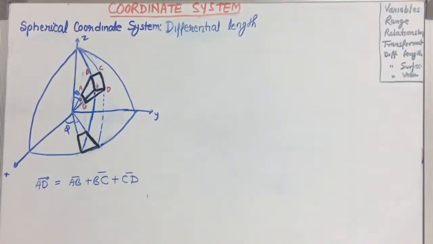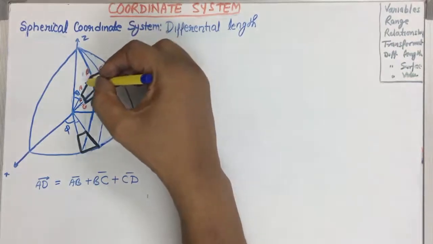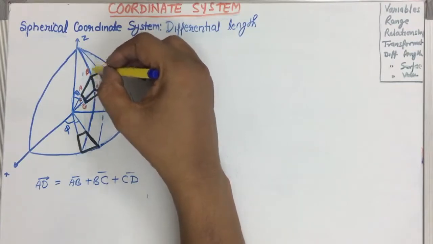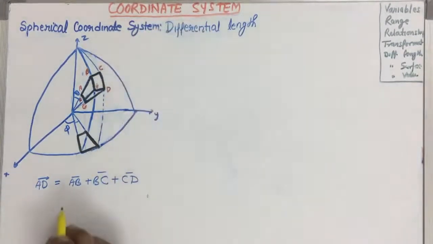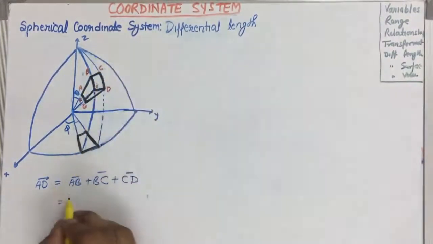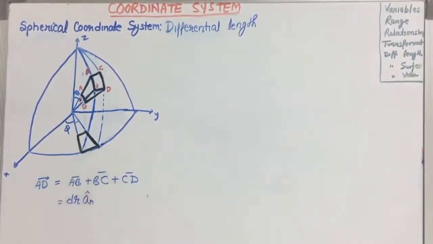And we know that the increasing direction of any vector is considered as the direction of the unit vector. So this is the small radius dr, and the direction of dr will be this one. AB is changing in this direction, so AB can be written as dr in the direction of a r.